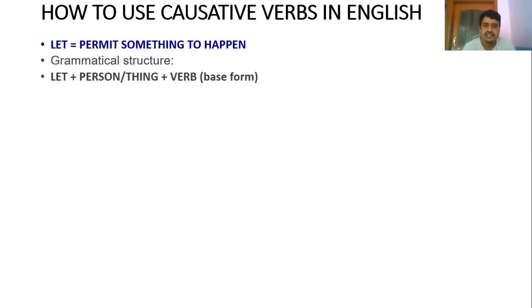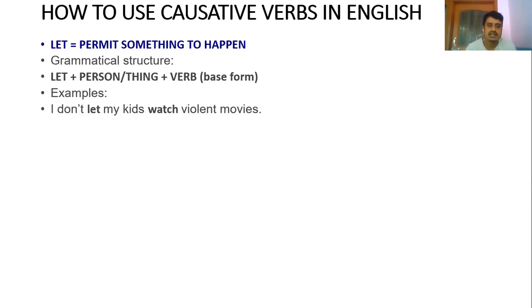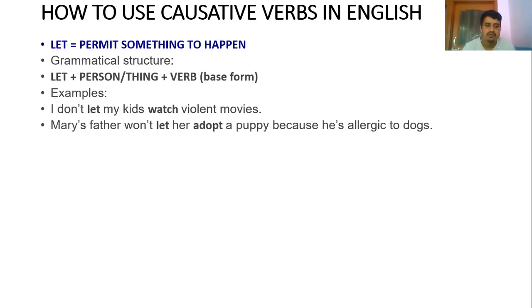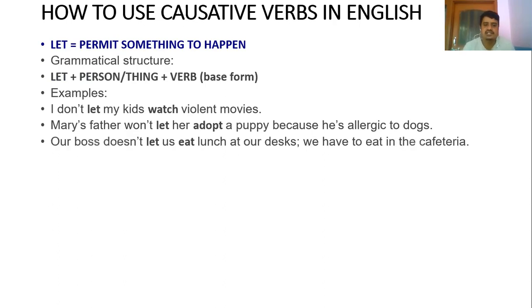Let plus person or thing plus verb. Verb must be in base form. Examples. To justify the above mentioned grammatical structure, there are some examples. I don't let my kids watch violent movies. Mary's father won't let her adopt a puppy because he is allergic to dogs. Our boss doesn't let us eat lunch at our desks. We have to eat in the cafeteria.